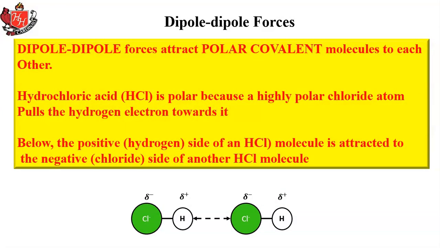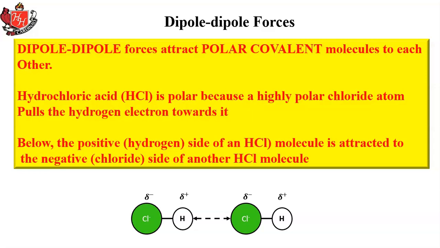All right, now dipole-dipole forces. Dipole-dipole forces attract polar covalent molecules to each other. Hydrochloric acid, HCl, is polar because of a highly polar chlorine atom. It's not ionized, that would be chloride. So a highly polarized chlorine atom pulls the hydrogen electron towards it. That means the chlorine is going to be a negative dipole, and the hydrogen, which is having its electron pulled away from it, but not totally away, just kind of towards the chlorine, becomes a positive dipole.